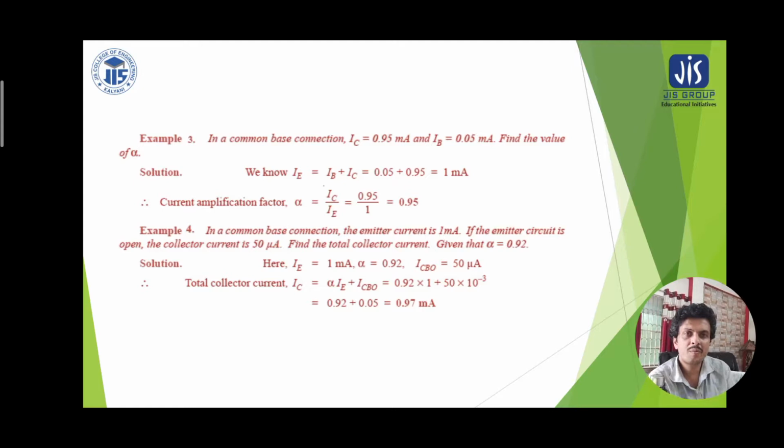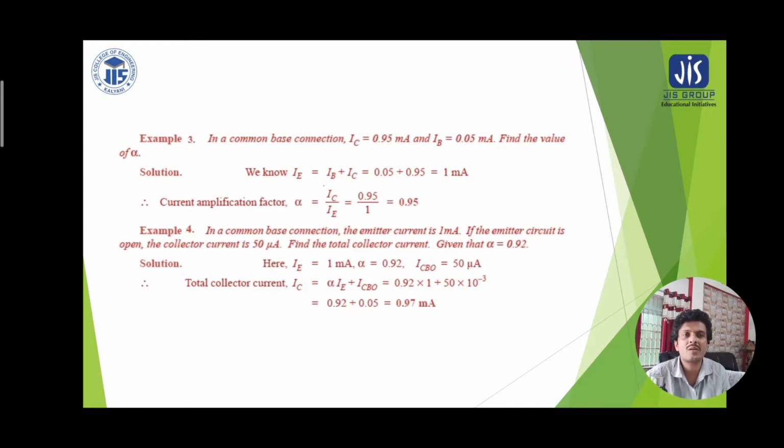This is another problem. It shows in a common base connection, collector current is equal to 0.95 milliampere and the base current is 0.05 milliampere. Now here again base current is very small, it is of the order of 50 microampere. For comparison of emitter and collector current, we normally ignore the base current, though here base current is not 20 microampere but it is 0.05 milliampere, means it is 50 microampere. So quite high compared to earlier problems. And find the value of alpha.